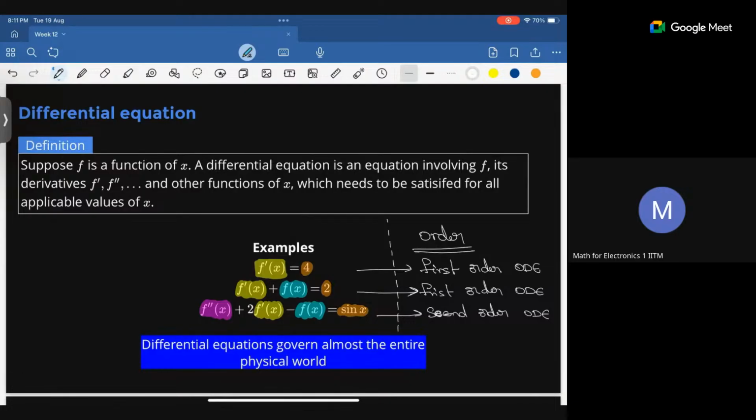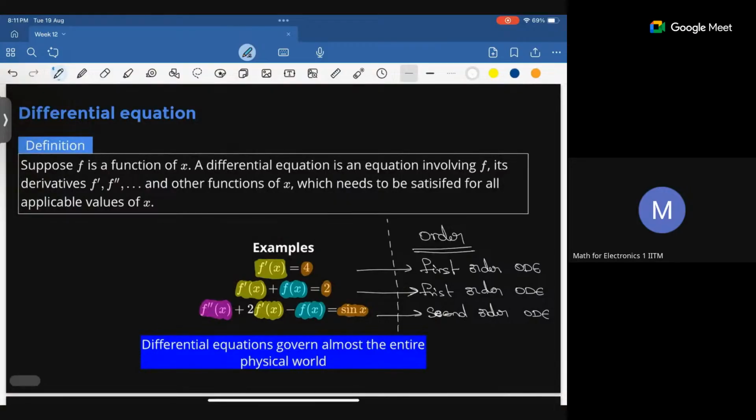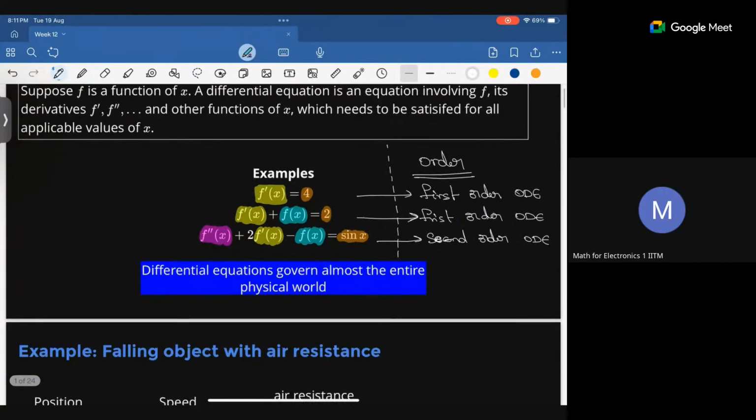All right. So these are some differential equations and their examples, and we'll also see some real life examples. And as mentioned here, differential equations actually govern almost the entire physical world. So you pick any domain, any engineering domain, you will see a differential equation. Okay, and whatever engineering background you belong to, you have to learn these differential equations and solving them. So we'll see a couple of examples now, and then we'll understand it better.